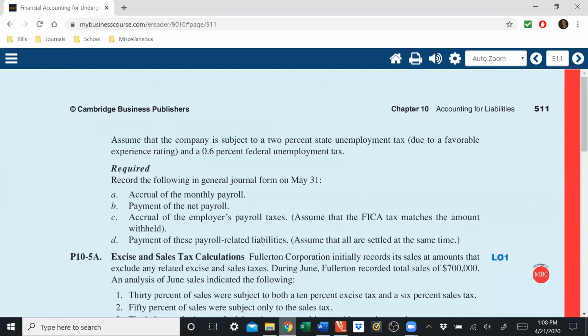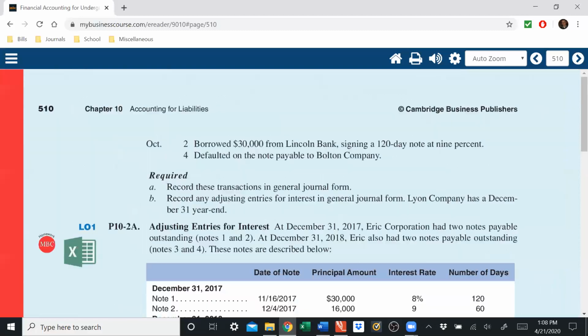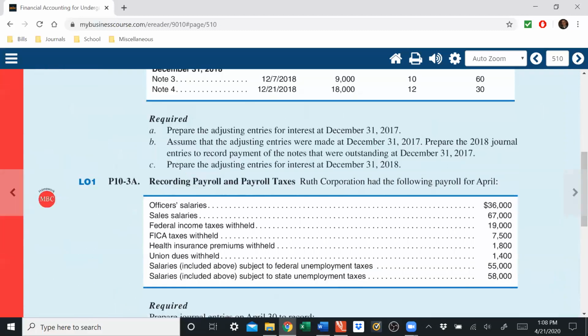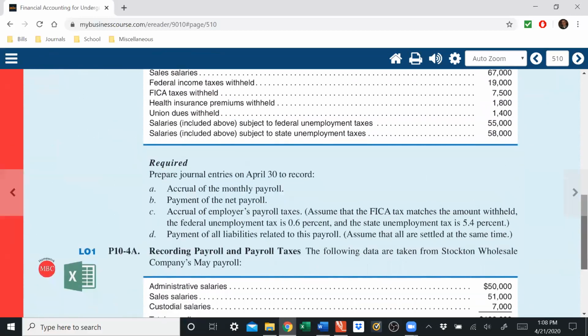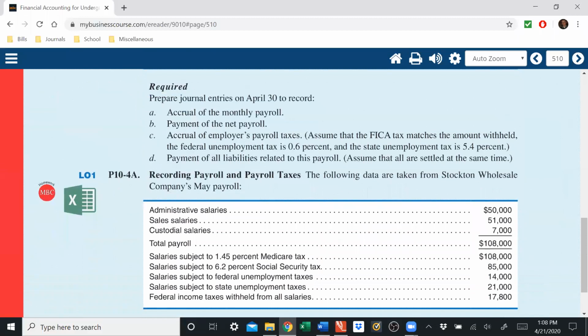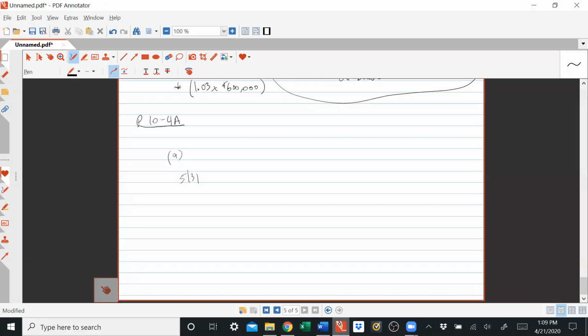So we look here at the information given again. We have to recognize salary expense of 108,000. So we can just debit salaries expense 108,000. But since these salaries are paid to different groups, we group them by administrative versus sales versus custodial, and we'll keep them separated in terms of the expenses as well.